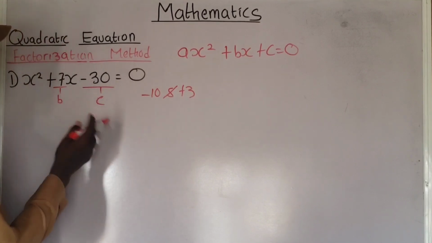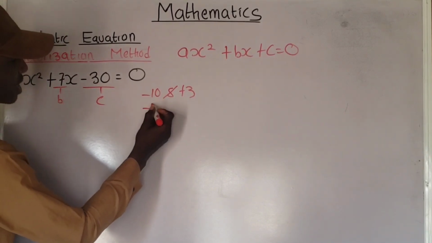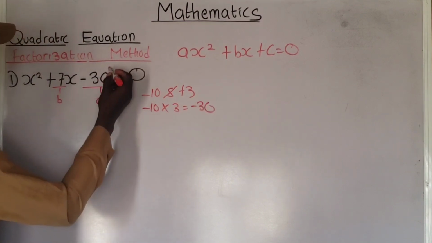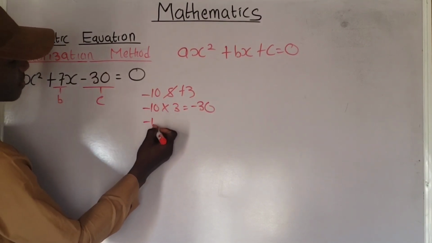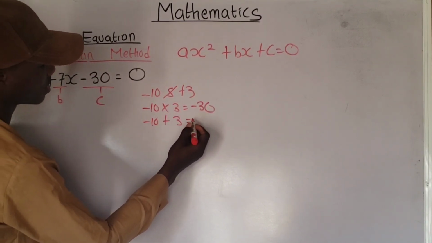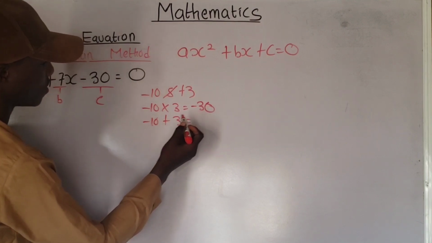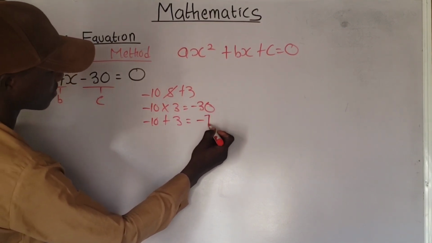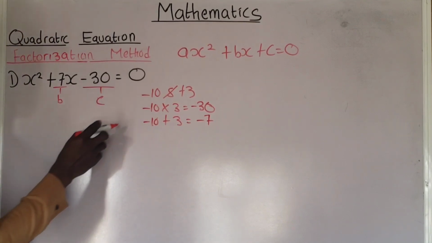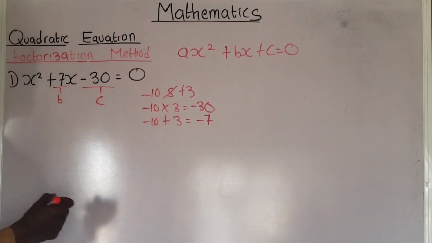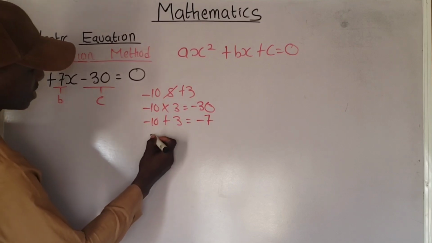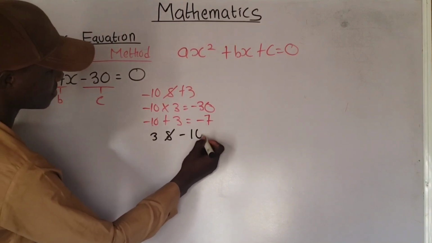Now, let us first take the product. Negative 10 multiplied by 3 is negative 30, which is correct. Now, negative 10 plus 3 is negative 7, which implies that we are not going to use negative 10 and 3. Let's try another number, 3 and negative 10.